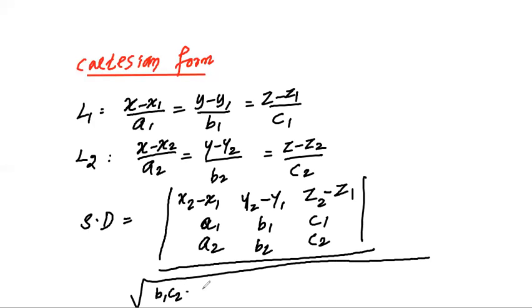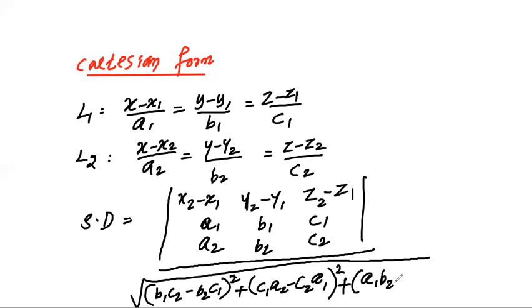(b1 c2 minus b2 c1) the whole squared, plus (c1 a2 minus c2 a1) the whole squared, plus, okay, one more, (a1 b2 minus a2 b1) the whole squared. So this is the formula for finding the shortest distance between two skew lines.